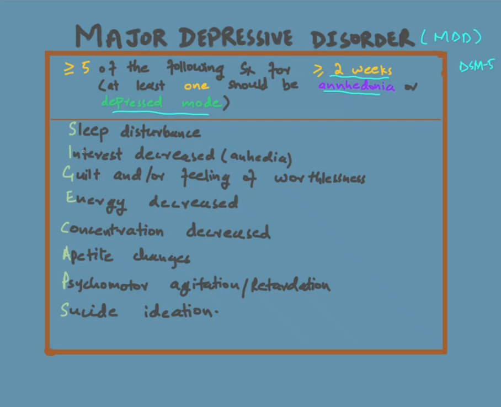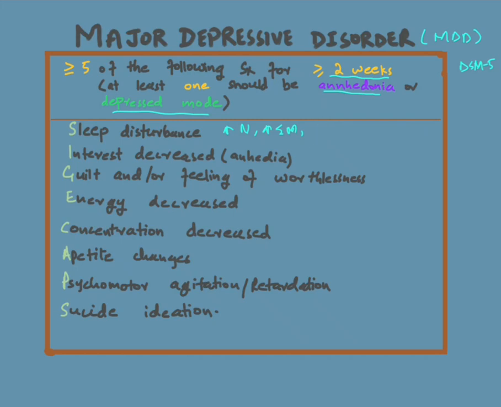So the first is sleep disturbance. What happens with sleep during major depressive disorder? There are increased nighttime awakenings, increased early morning awakenings, and also there is a sleep called rapid eye movement sleep, or REM sleep. So the REM sleep latency is decreased.